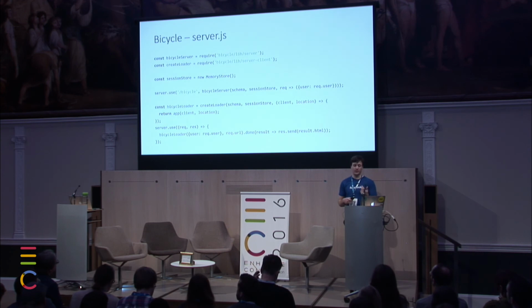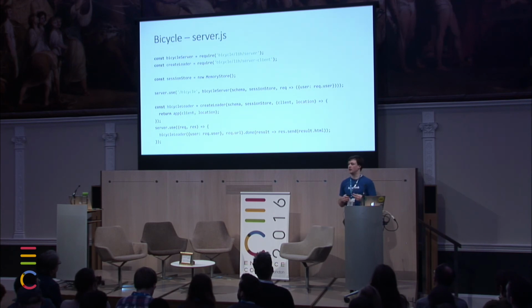We give it a schema, we give it a session store, and then we give it a function which, given each request, tells us the context in which to execute the query. So here we're fetching the user out of the request and putting the user in context, which allows the schema to make decisions about whether that user is authorized to access a given piece of content.